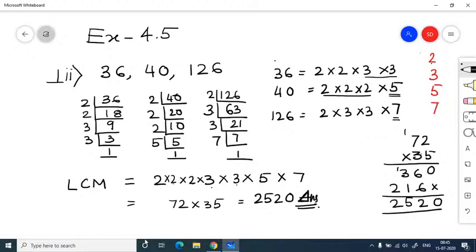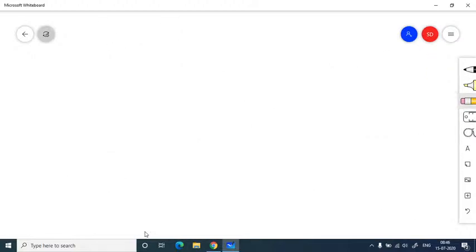Okay, no questions. So let us do another one using the prime factorization method. 24, 28, and 196.